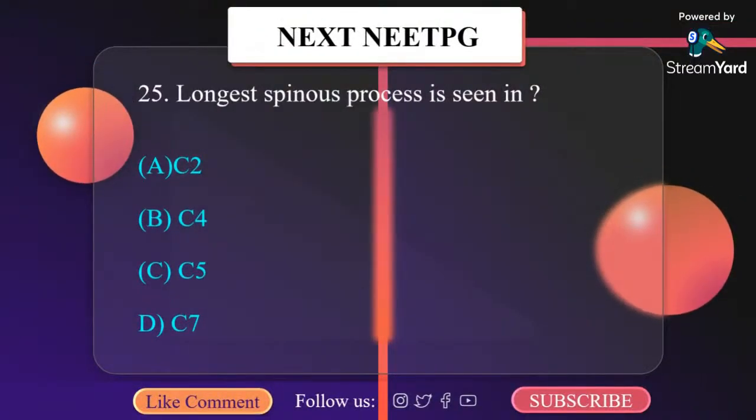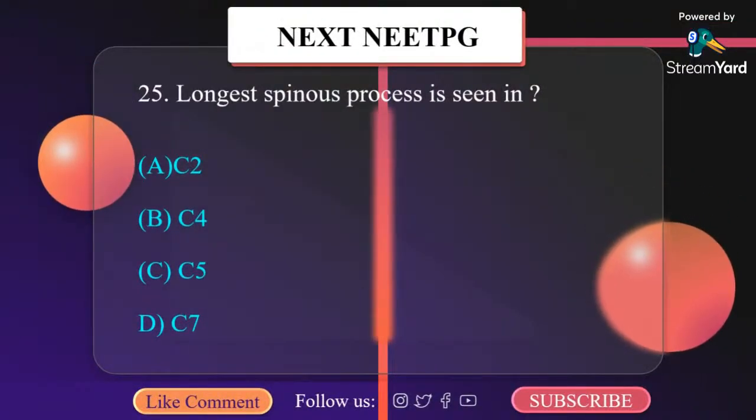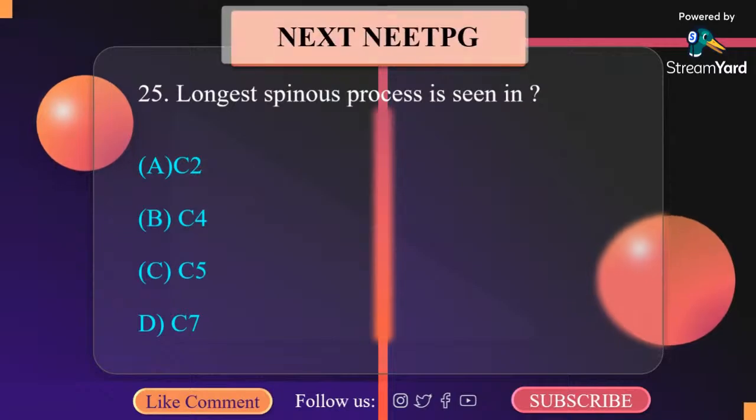Longest spinous process is seen in: A. C2, B. C4, C. C5, D. C7. It is C7.